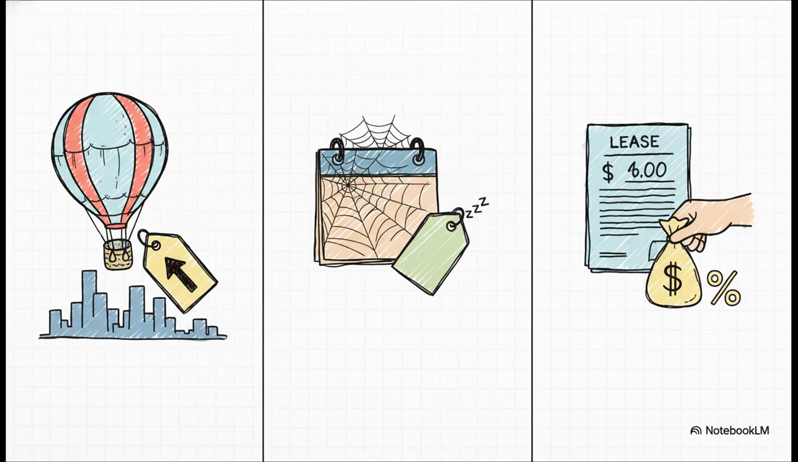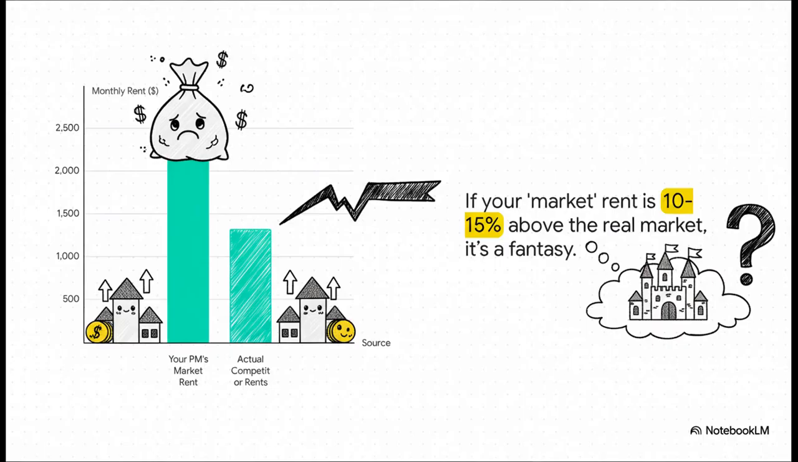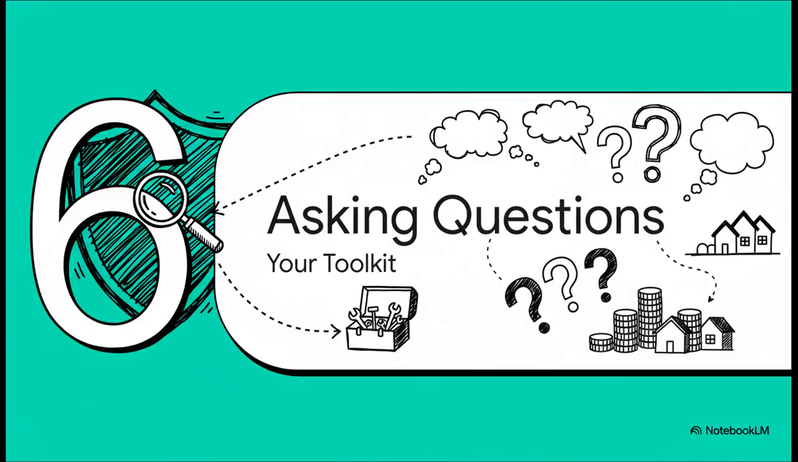And Tactic 3, the classic, concession abuse. They keep that high market rent on paper, but they're giving away 2 months free just to get anyone to sign a lease, which hides the true, lower rent. This chart right here shows that first tactic perfectly. Your property manager is claiming the market rent is $2,500, but a quick look at the actual competition shows they're all charging around $2,200. If your market rent is 10 to 15% above the real market, it's not a market rent. It's a fantasy.